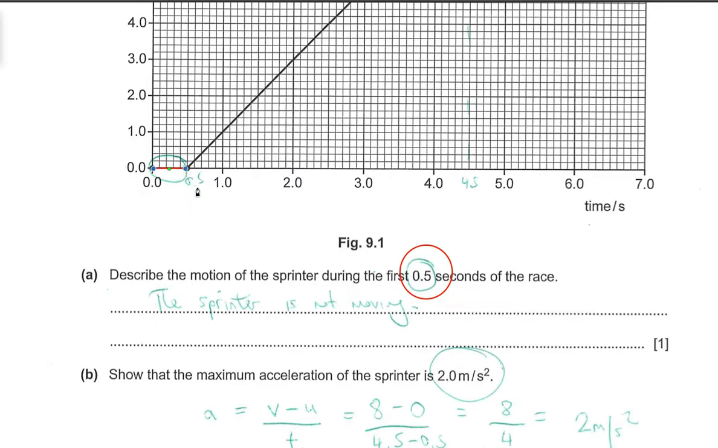This is a zero line, a flat line, which indicates a velocity of 0, and therefore the sprinter is not moving. They've got a 0 velocity, they can't be moving. Stationary would also be a correct answer here.